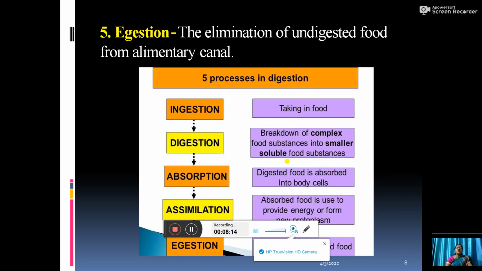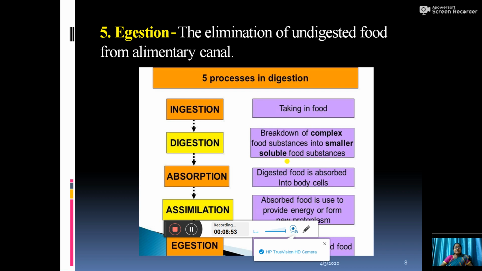So next is the fifth and last step of digestion, that is elimination of undigested food from the alimentary canal. The food that is utilized, and after that the waste material that is coming out from the body, is known as egestion.